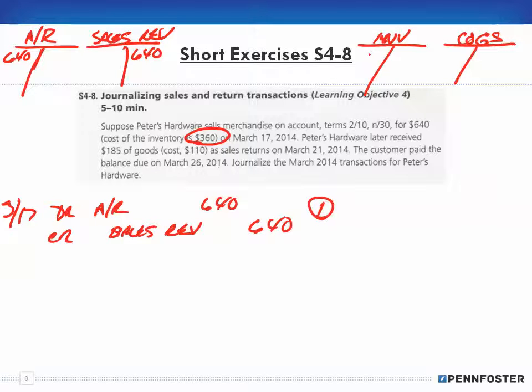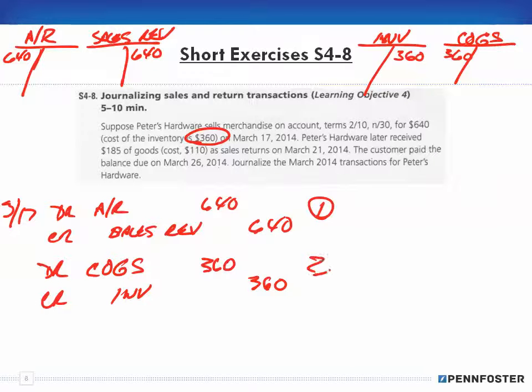Well, the normal balance of an inventory account is a debit, so that means I have to credit my inventory account for the 360, and since debits have to equal credits, I'm going to debit something else, and that means I'm going to expense it to cost of goods sold for 360. Okay, so I have a credit for 360 here and a debit for 360 here.